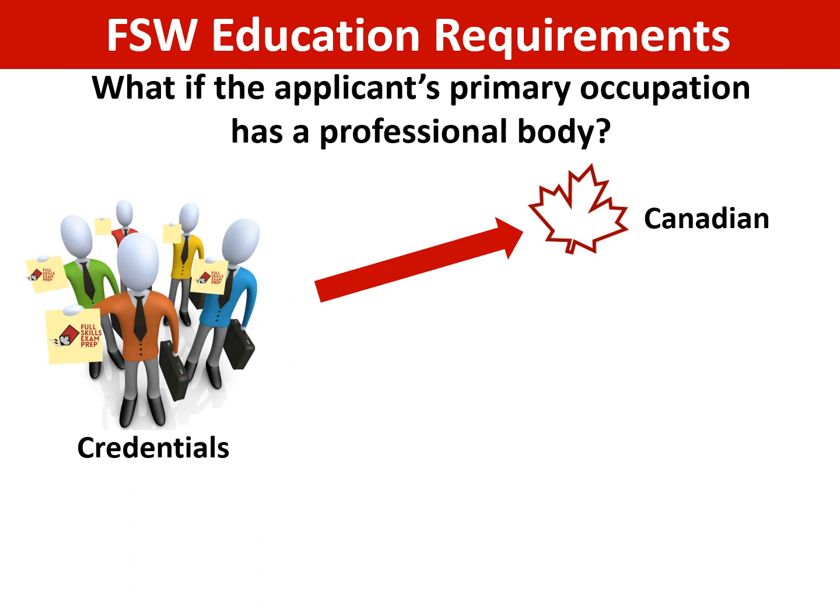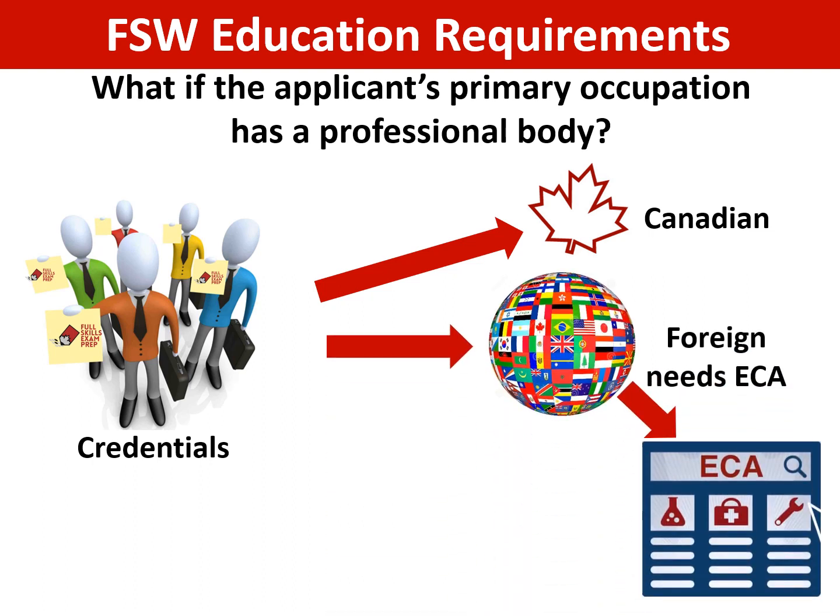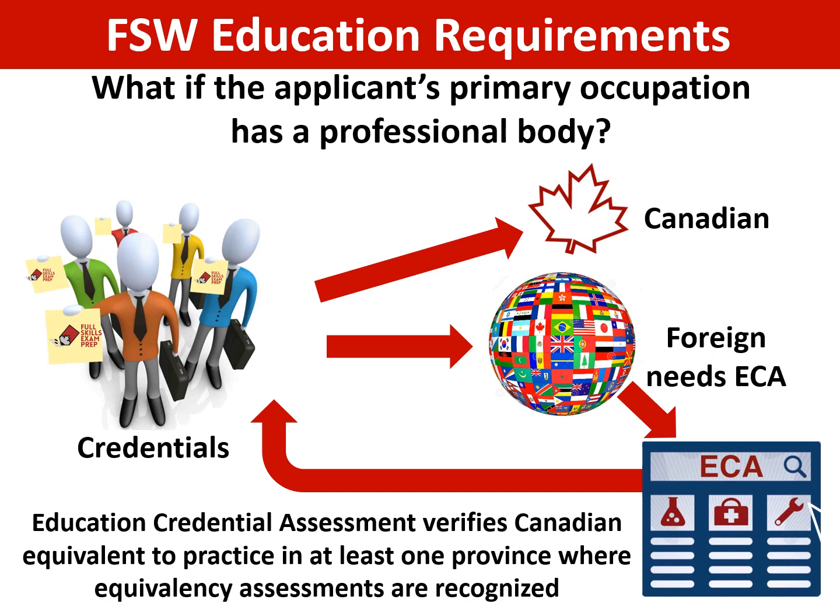So what that person would have to do, of course, is have the credentials to work in this profession. Now those credentials would have to be Canadian, or if those credentials are foreign credentials, that person would need an ECA, and the ECA would have to come back with a little bit more detailed results than the previous example that we saw. So they would have to verify that the person can practice his or her profession in at least one province in Canada where those equivalency assessments are recognized.